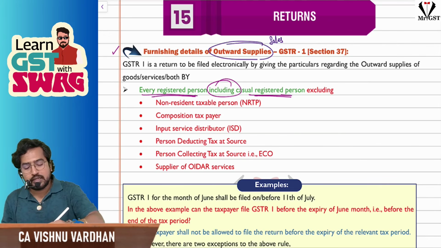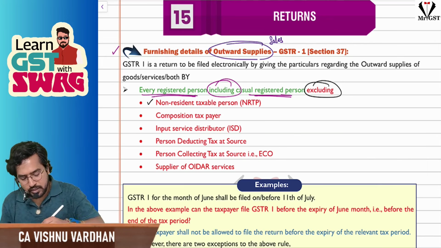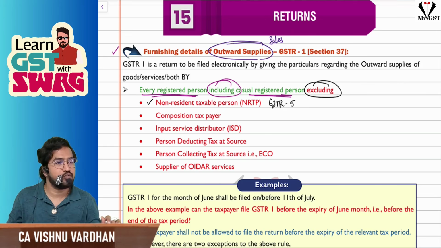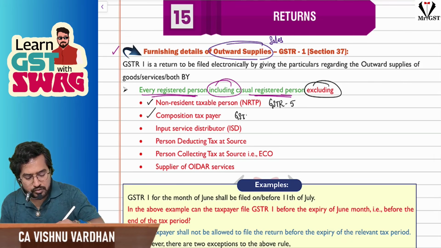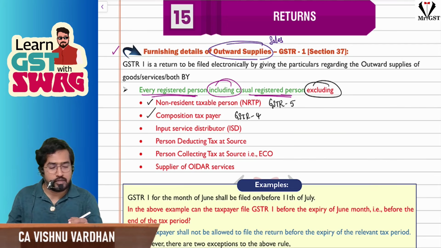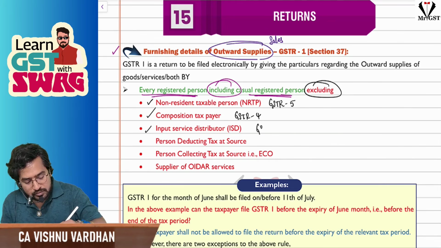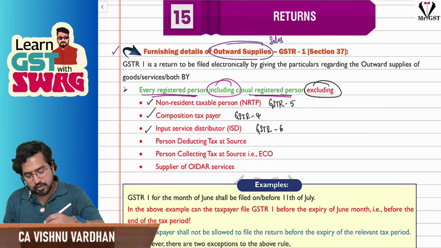Other than these fellows, everybody else has to file GSTR 1. Who are those? NRTP, non-resident taxable person, because they have to file GSTR 5. Other than the composition taxpayer, because GSTR 4. Other than the input service distributor, because this fellow has to file GSTR 6. Person deducting tax at source, TDS, GSTR 7.